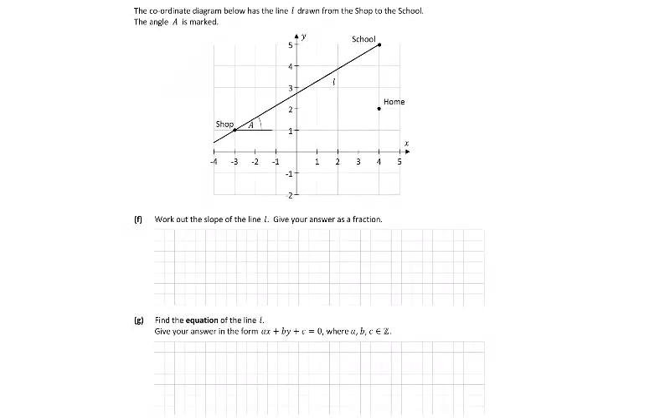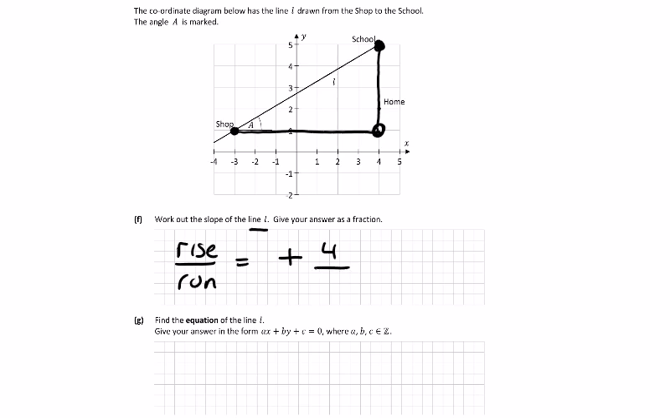The coordinate diagram below has the line L drawn from shop to school and the angle A is marked. Work out the slope of the line. So we can take any of the right angle triangles along the line. Easiest to take them if they have whole numbers, which this point does and school does. So let's just look at those two. So my rise and my run here. So rise over run. We can see that this is a positive slope. The rise is from 1 to 5, so the rise is 4. And the run goes from -3 to 4, which we've seen already is 7. So the slope is +4/7.